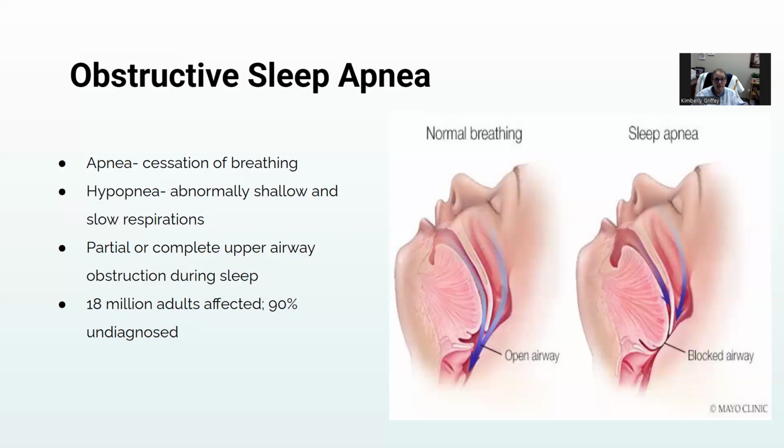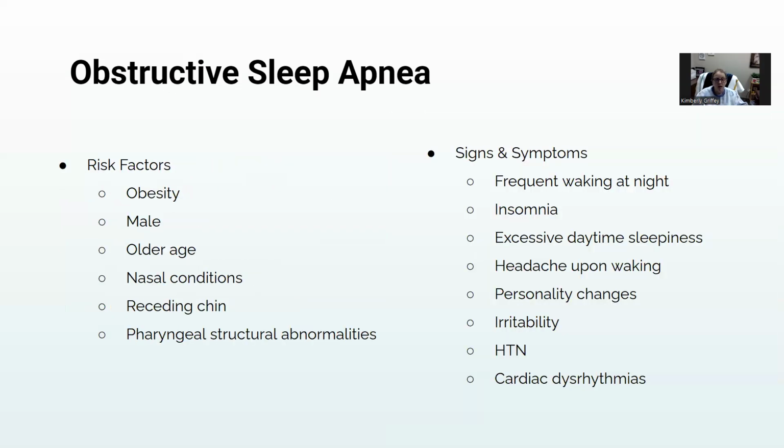And there are roughly 18 million adults that are affected, but 90% of them are undiagnosed. So when you have normal breathing, you still have air that can get through, but when you have obstructive sleep apnea, those airways when you lay down become blocked, and so your breathing is affected. Risk factors for sleep apnea are obesity. Males tend to have this more often. The older you get, the more likely you are to have this. If you have a nose condition, like chronic sinusitis, or if you've had nasal surgeries, this can be a secondary cause.